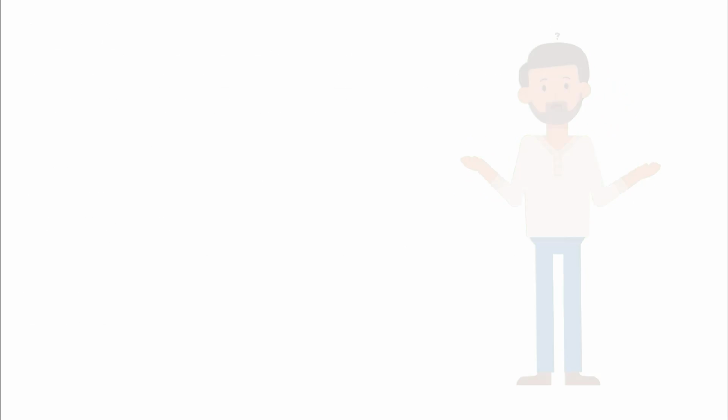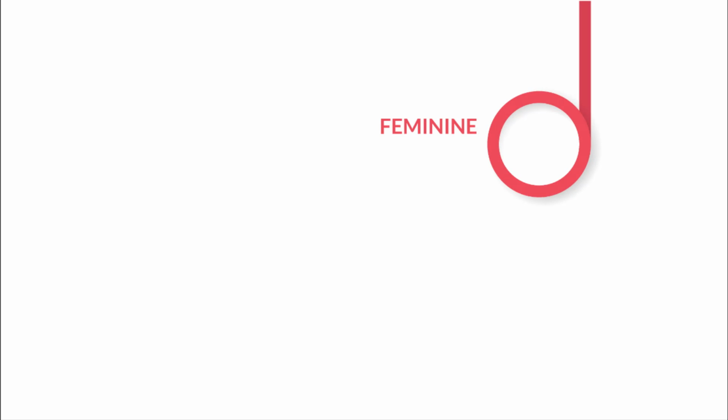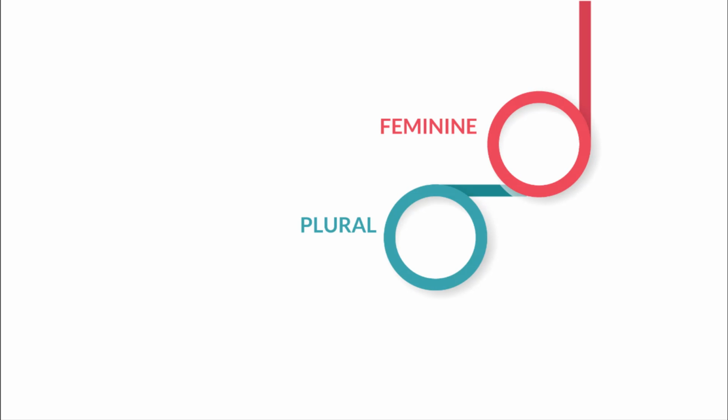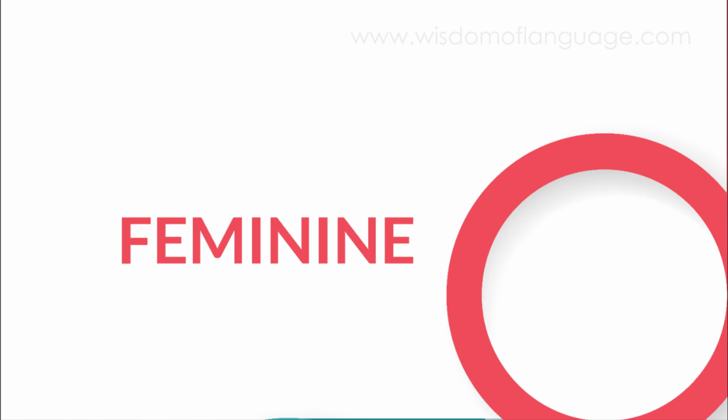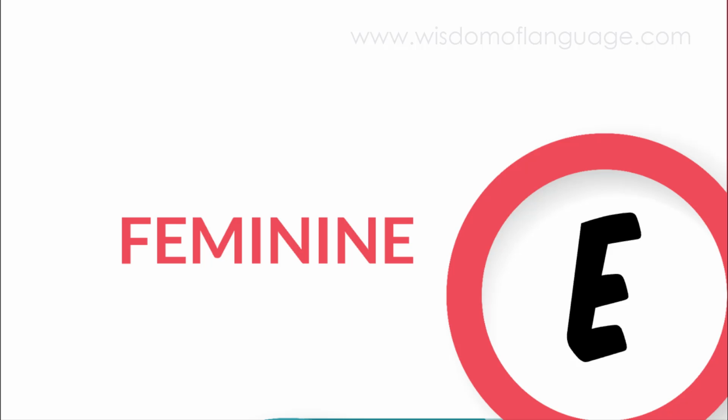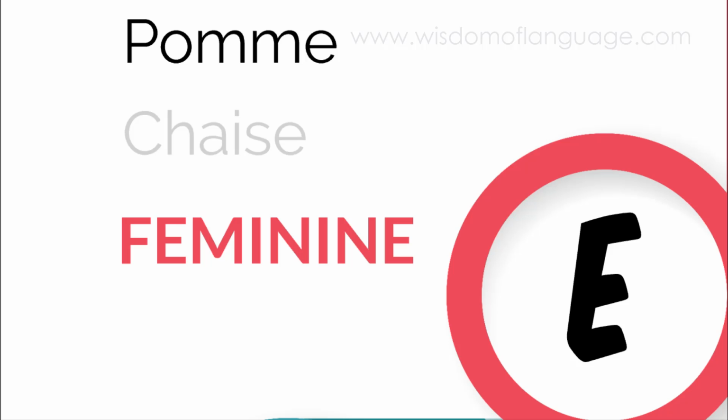Let's see. A word can be feminine, plural, or masculine. Each and every noun is supposed to fall into any one of these. So now we'll see how we identify the gender of these nouns. First we'll see the feminine nouns. If a word is ending in E, then it is a feminine noun. So let's see pomme. Pomme is a feminine noun. Pomme means apple. It is ending in E, so it is feminine.